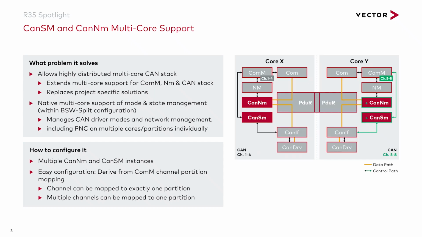I want to show you the idea behind with the help of this diagram. Look at core X on the left. COM-M controls channels 1 through 4. Together with the COM module, data and control path are coordinated via NM and PDUR layers respectively, down to CanNM, CanSM, and finally CAN interface and CAN driver. On the right, core Y mirrors this for channels 5 through 8.